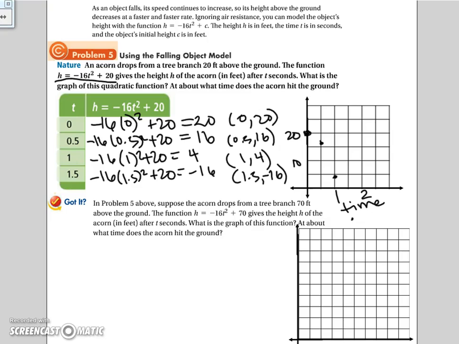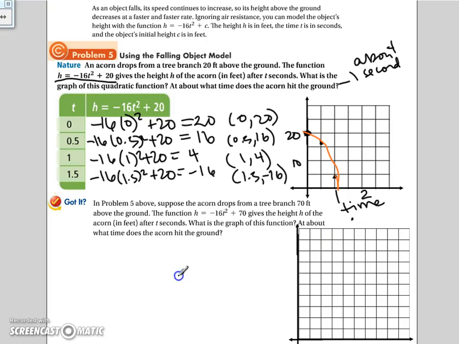So it's asking you, at about what time is your acorn going to hit the ground if you connect your dots like this? So it does look like the acorn is going to hit the ground after about 1 second. Okay, it'll hit the ground after about 1 second. We got that by graphing it and seeing where the height was 0 at the time.